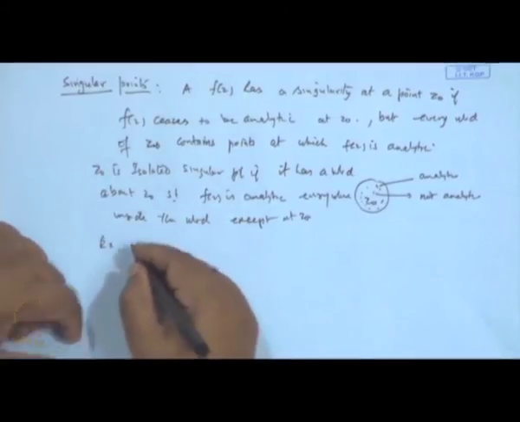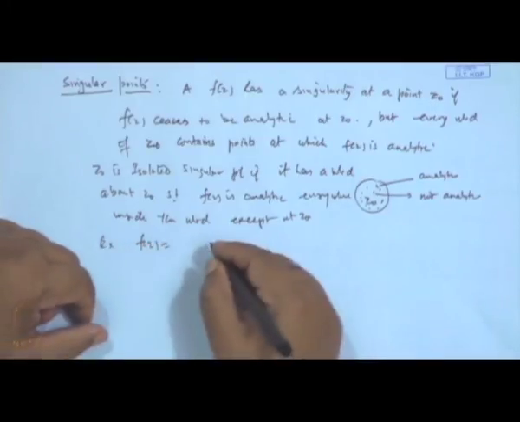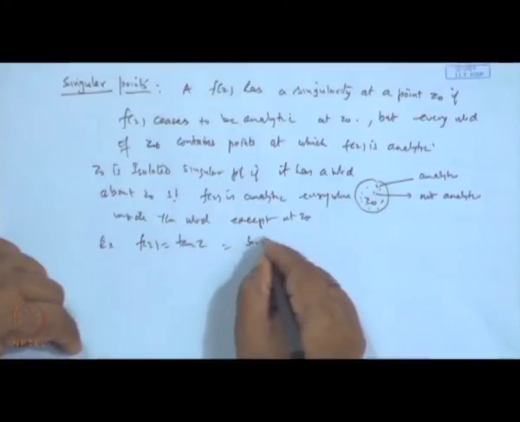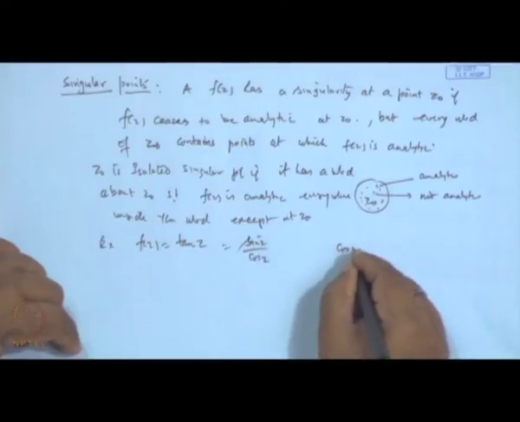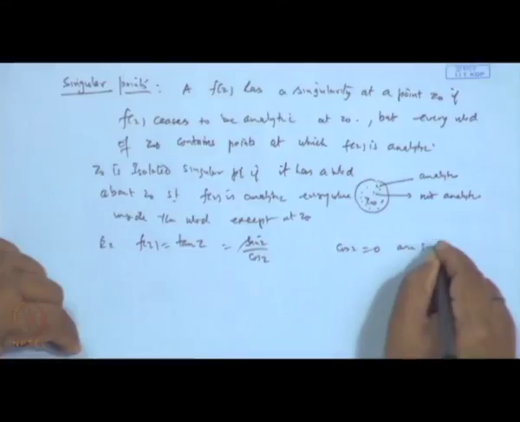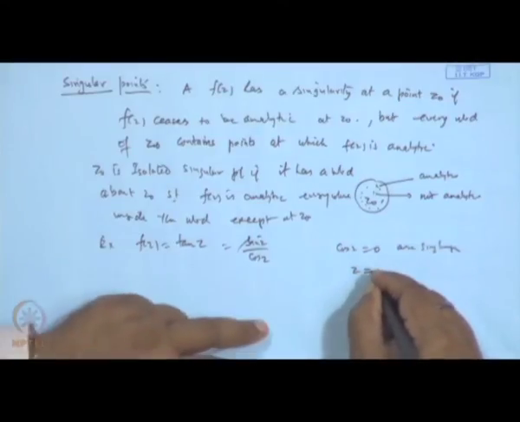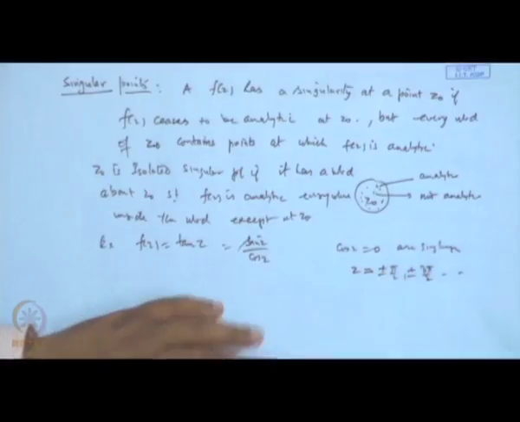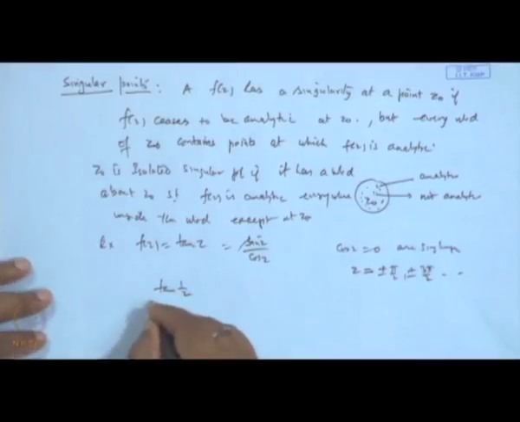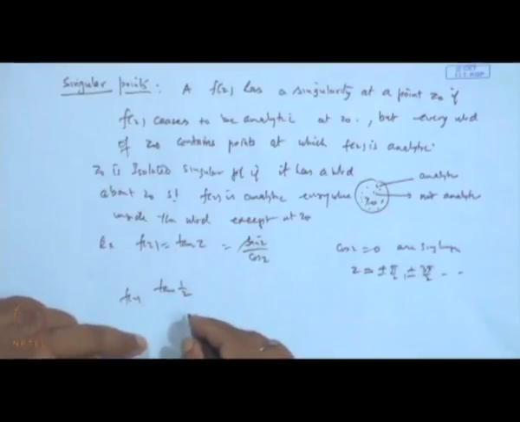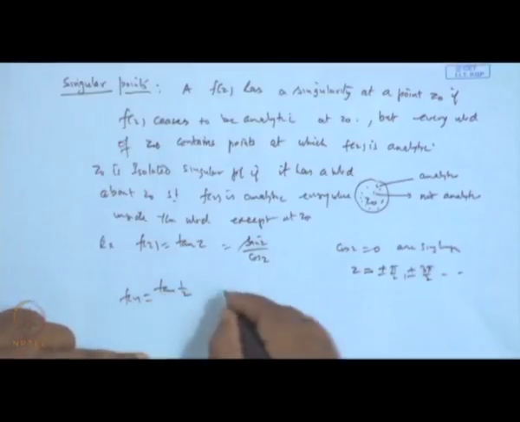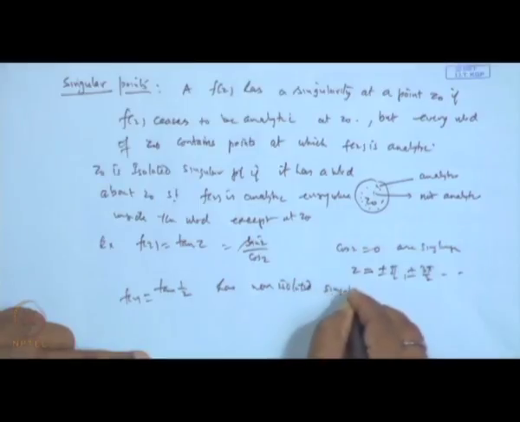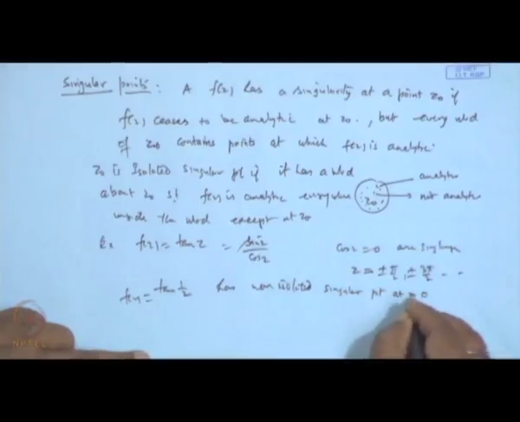For example, if we take the function f(z) equal to tan z, then it is sin z over cosine z. So, the points where cosine z becomes 0 are the singular points. That is, z equal to plus minus pi by 2, plus minus 3 pi by 2 and so on, these are all singular points. But if I take tan of 1 by z, then it has a non-isolated singular point at z equal to 0.